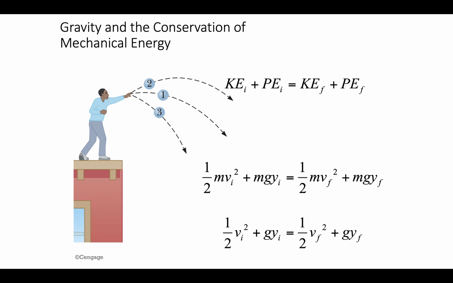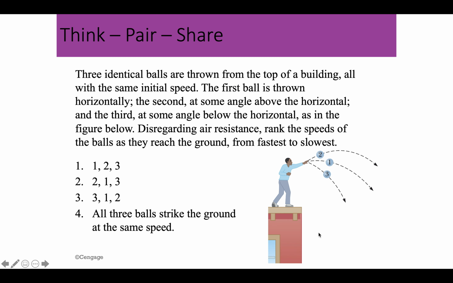And if I don't know the mass, it doesn't really matter if I'm just trying to find, for example, the final velocity. Now, in this case, they're all with the same initial speed. The first ball is thrown upward, the second horizontally, the third at some angle below. Rank the speeds as they reach the ground. Think about this for 1 second. 2 seconds. Pause it.